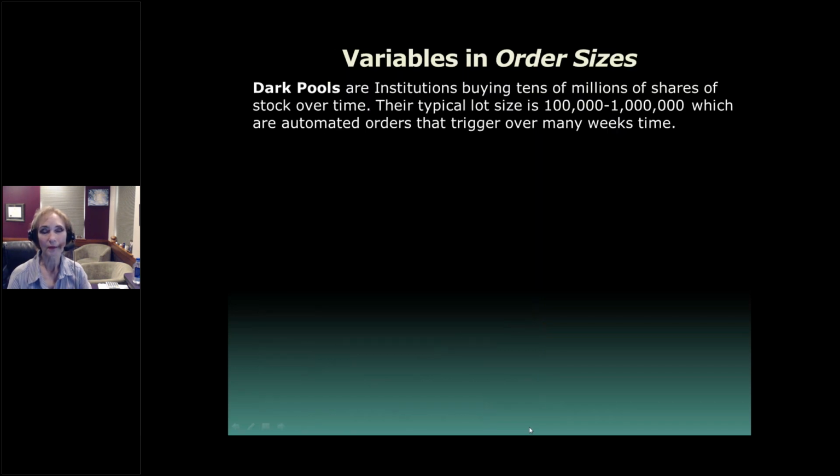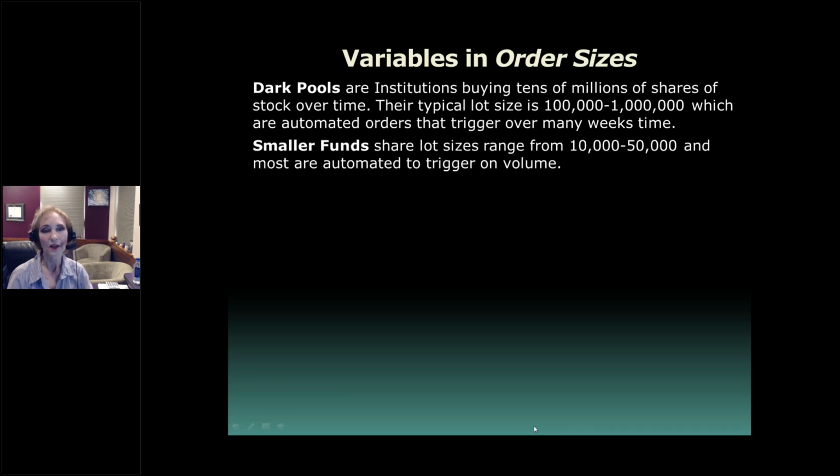Dark pools, order sizes, are institutions buying tens of millions of shares of stock over a long period of time. Their typical lot size is 100,000 shares to 1 million, which are automated orders that trigger over many weeks of time on time and price values. Smaller funds' share lots range from 10,000 to 50,000 and are automated to trigger on volume, VWAP, volume weighted average price. So anytime there's a volume surge by HFTs, the smaller funds are buying like crazy into an over-speculated price.